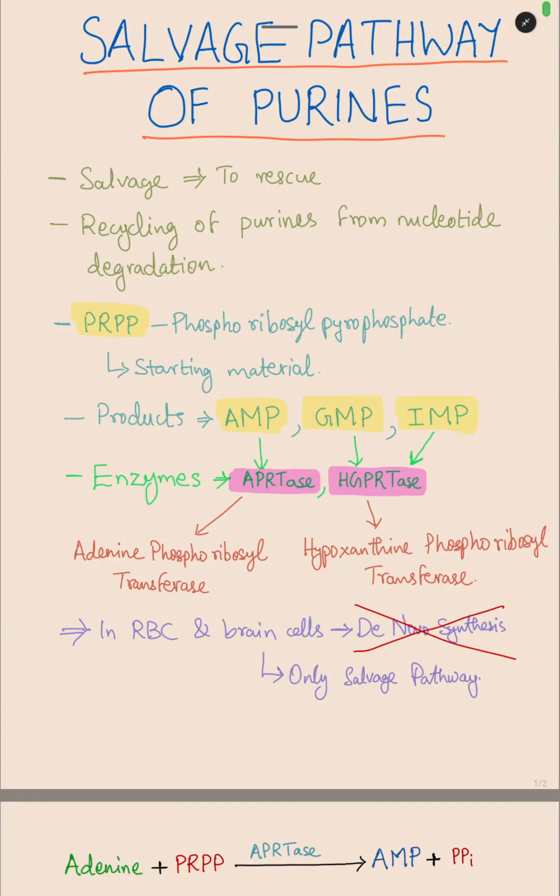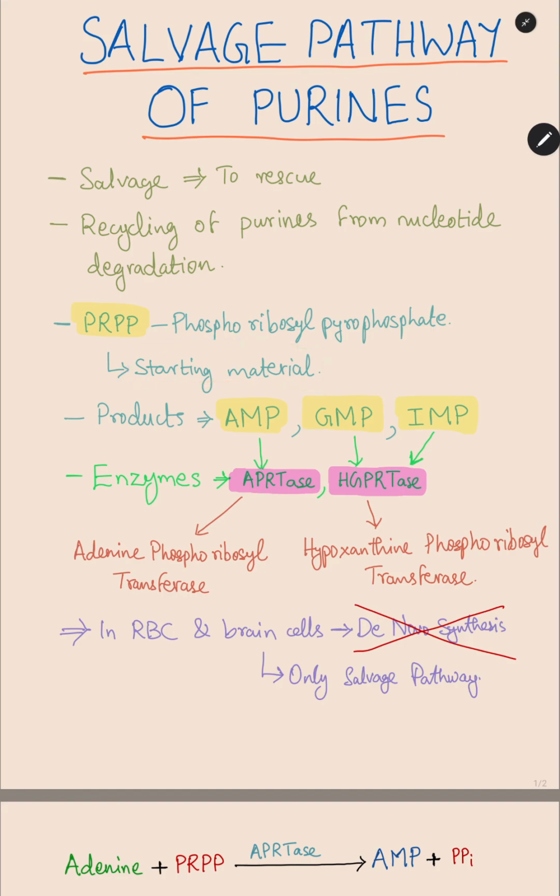Hi all. Today's topic of discussion is the salvage pathway of purines. Salvage means to rescue, so it is the rescuing or recycling of purines from nucleotide degradation. The starting material, and the most important compound in this pathway, is PRPP, that is phosphoribosyl pyrophosphate.